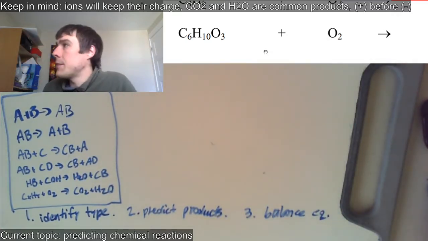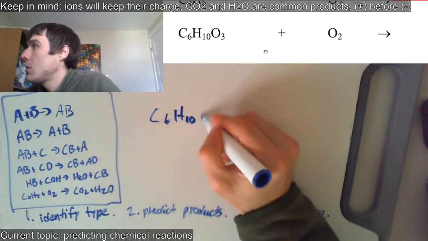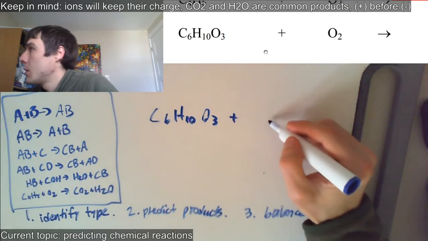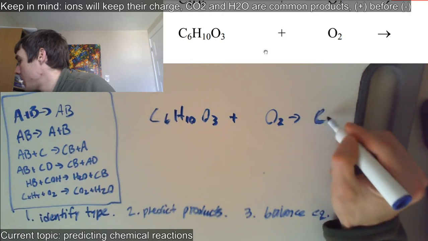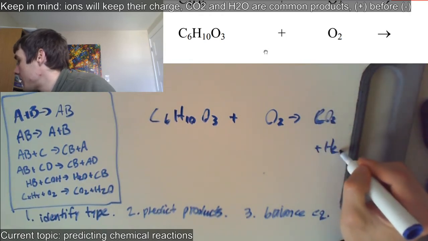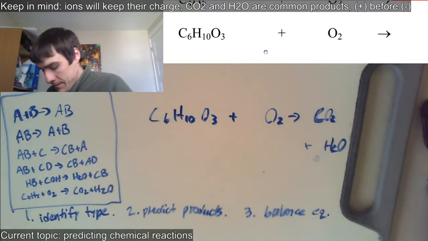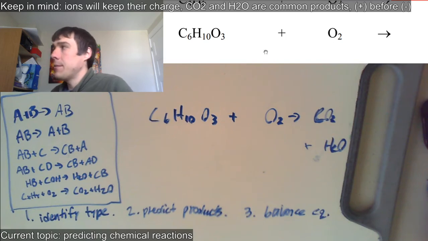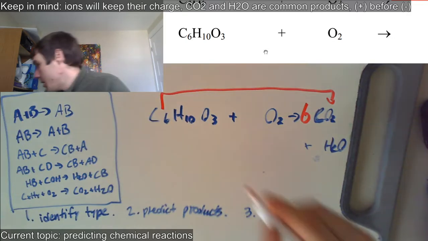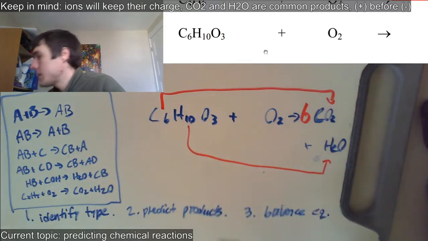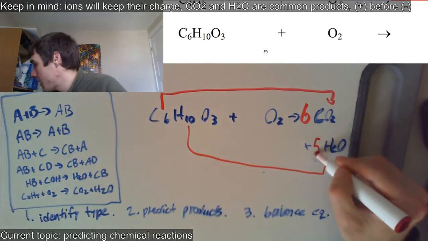We didn't really talk about combustions that have extra things, but C6H10O3 plus O2 makes, we know it's going to make CO2, and we know it's going to make H2O. We know that's going to happen, right? CO2 and H2O. And same concept, right? The carbon gives us our CO2. There's 6 of those. The hydrogen gives us H2O. There's 10 hydrogens. Each H2O needs 2 hydrogens, so that's 5 H2O.